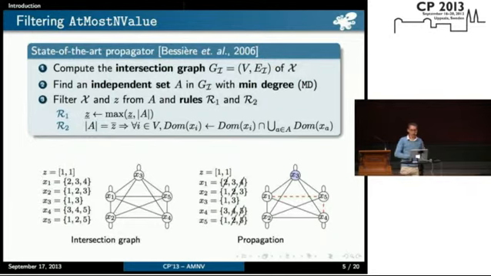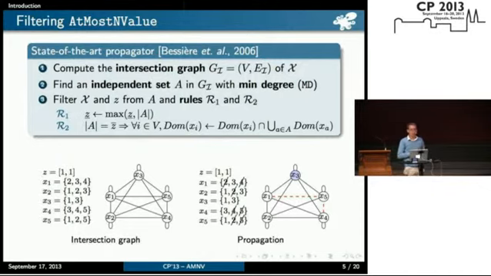And so for that we start from the state-of-the-art propagator introduced by Bessières and others. This propagator consists of 3 main steps. So first it computes the intersection graph of assignment variables. So we create a graph with one vertex for each variable, and then there is an edge between 2 vertices if and only if the 2 variables have a non-empty domain intersection. So when 2 variables share at least one value, there is an edge in this graph.